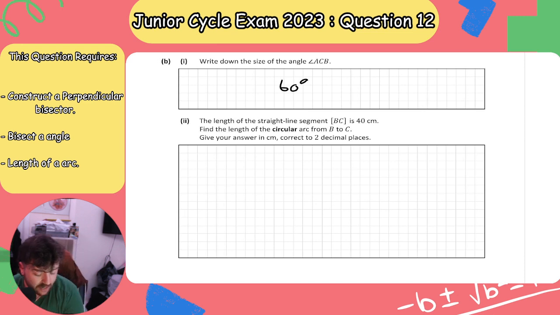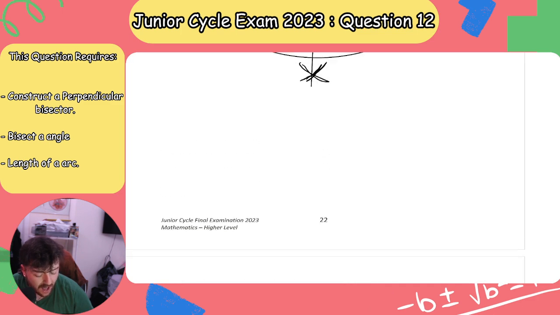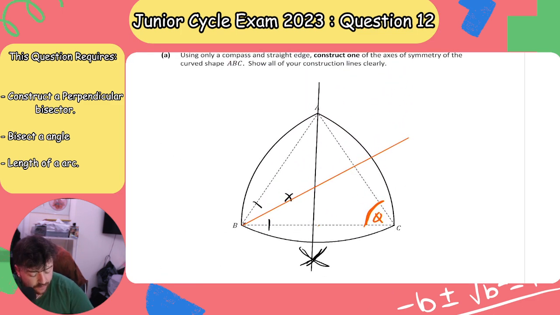The length of a straight line segment is 40 centimeters. Find the length of the circular arc from B to C. Give your answer in centimeters, correct to 2 decimal places. So, as I was saying above, you have to think of it as a pizza slice. I now have a section of a circle. So the blue part is a section of a circle of 60 degrees. And we are looking for the length of B to C.